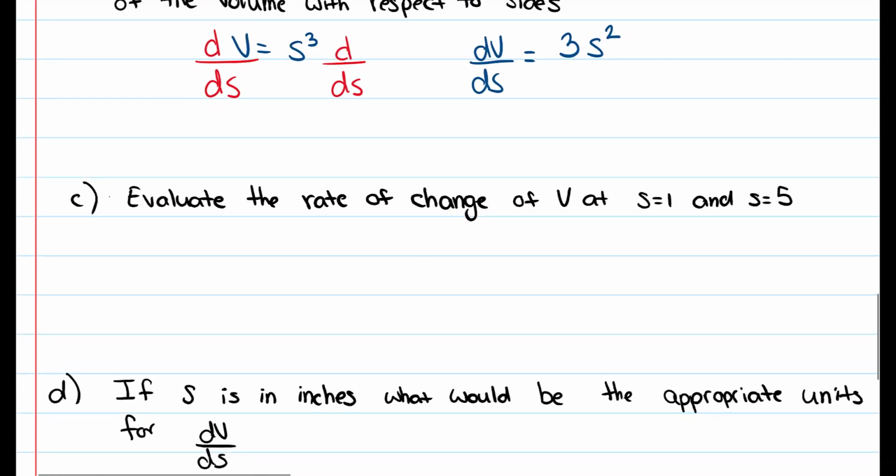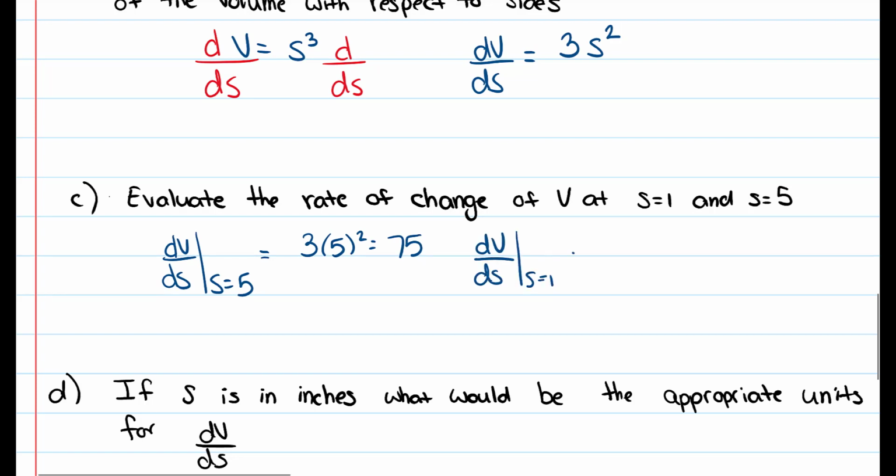And now I want to evaluate the rate of change of the volume at s equals 1 and s equals 5. So I get dV ds at s equals 5 is equal to 3 times 5 squared, which is going to be 75. And I get dV ds at s equals 1 is equal to 3 times 1 squared, which is just 3. So when the side length is 1, it's increasing by 3 and whatever the units are. And when the side length is 5, the volume is increasing by 75 and again whatever the units are.